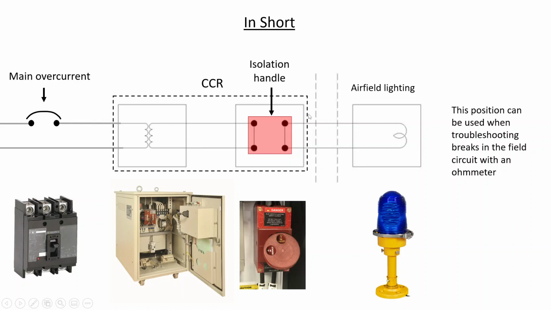The advantage of doing this is that we close the circuit for the airfield lights. There could be 180 lights, and if you're doing troubleshooting and you want to find a break in the line, you're going to be using an ohm meter. And if you want to use an ohm meter, you got to make sure you have a closed circuit. An open in the CCR housing will make it a lot more challenging to navigate.